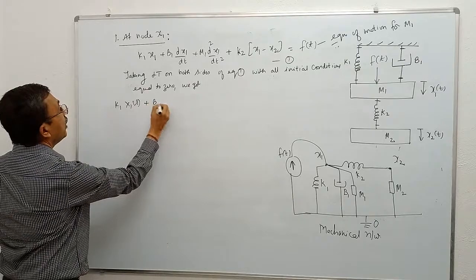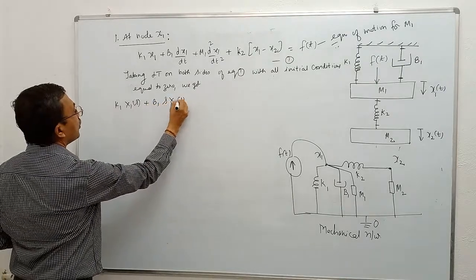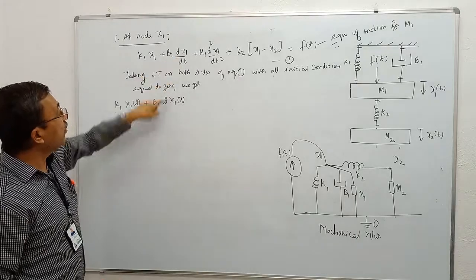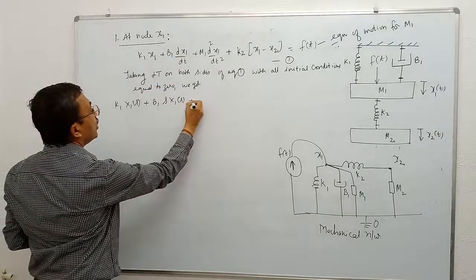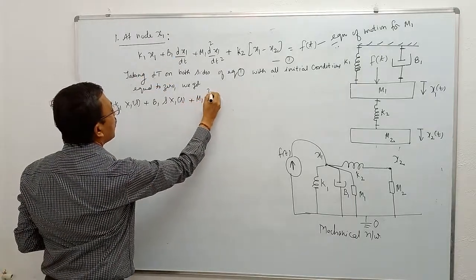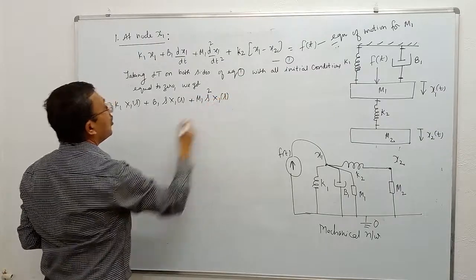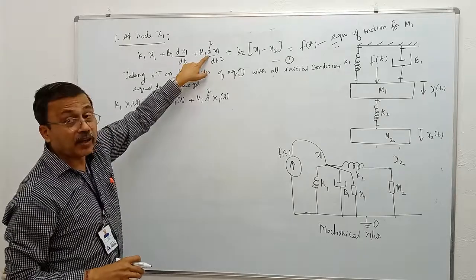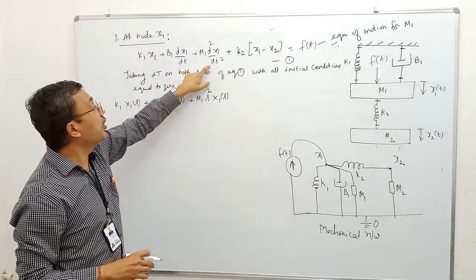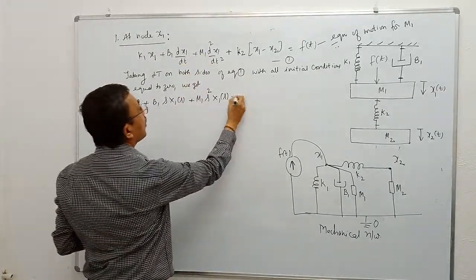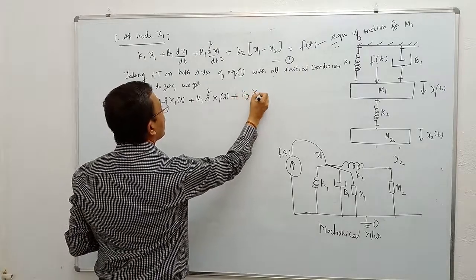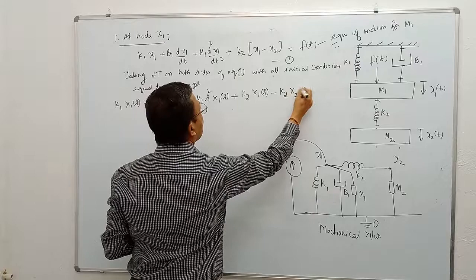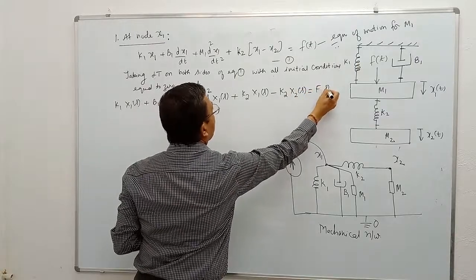Plus b1 into s into x1 of s. Why is this s coming? Because Laplace transform of d by dt is s. Plus m1 into s square into x1 of s. Why is this s square coming? Because Laplace transform of d square by dt square is s square. Plus k2 into x1 of s minus k2 into x2 of s is equal to f of s.